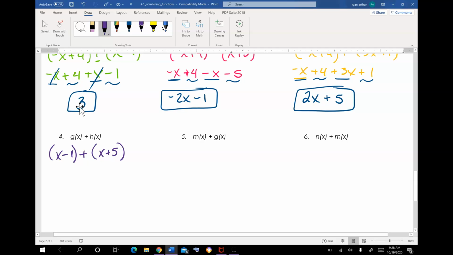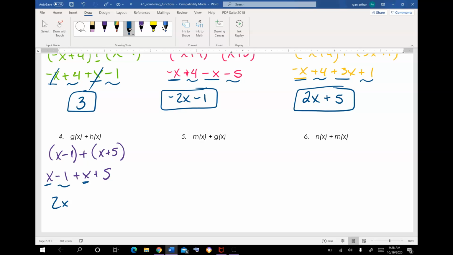All right, so drop the parentheses. It'd be x minus 1 plus x plus 5. Combine your like terms. X and x is 2x. Negative 1 and 5 is 4. And that's your answer.